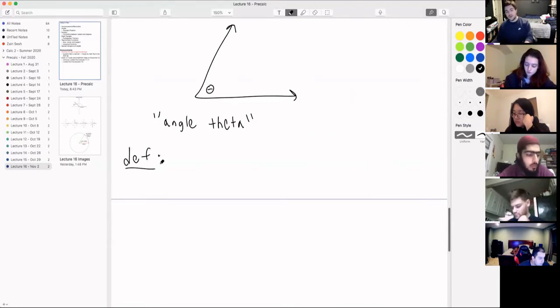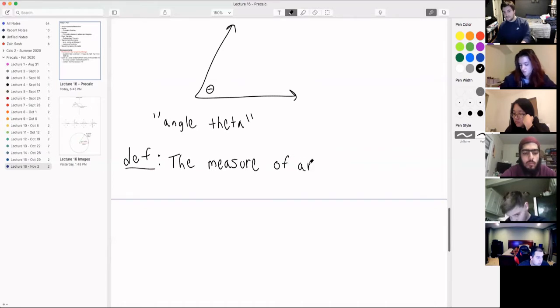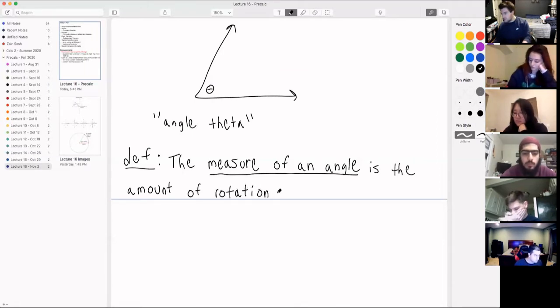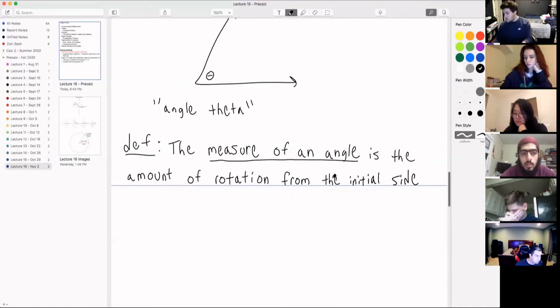So another definition. The measure of an angle is the amount of rotation from the initial side to the terminal side.